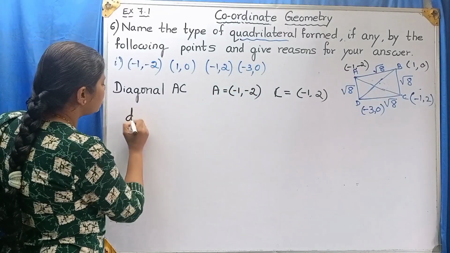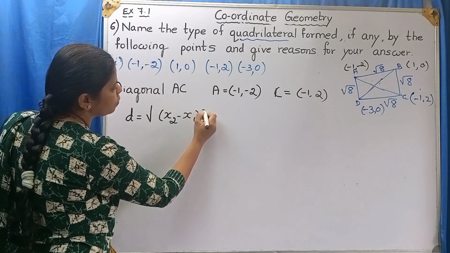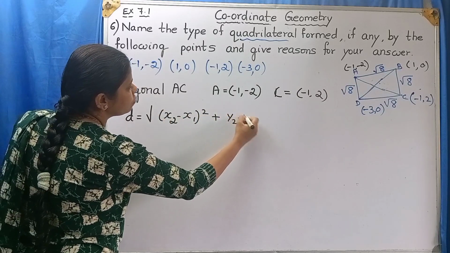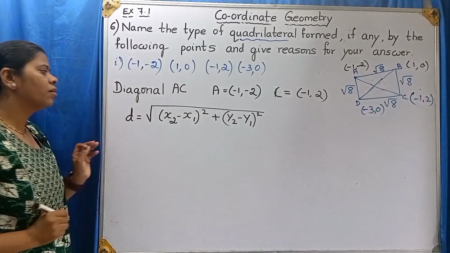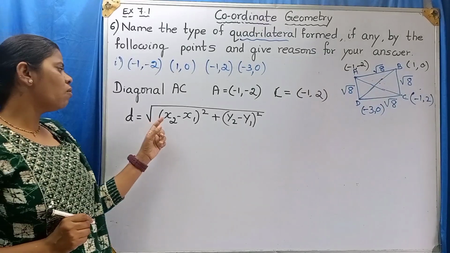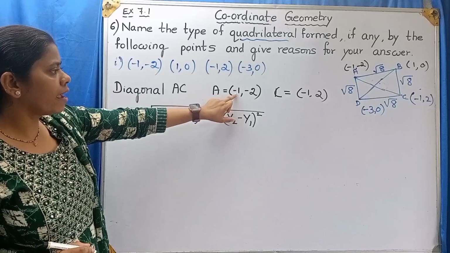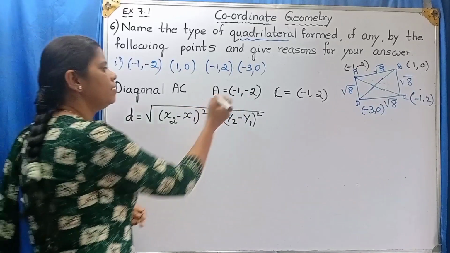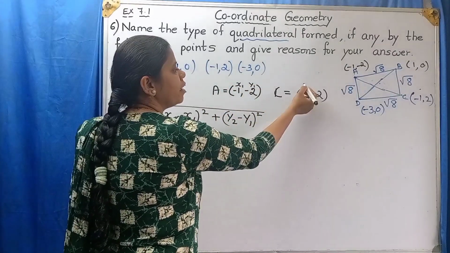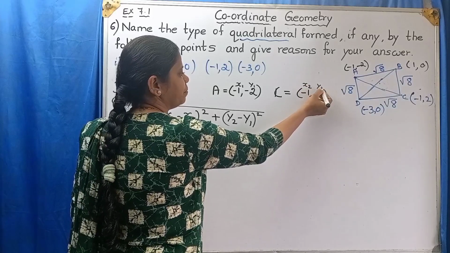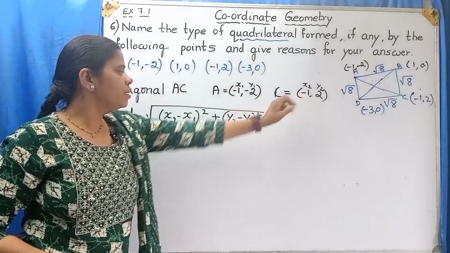That is, D is equal to square root of (x2 minus x1) the whole square plus (y2 minus y1) the whole square. Now let us substitute the values of x1, x2 and y1, y2. See here, this is our x1 and this is our y1, and this is our x2 and this is our y2. The value of x2 is -1.